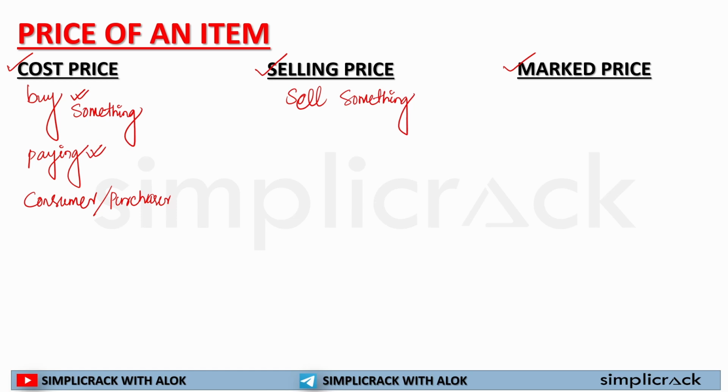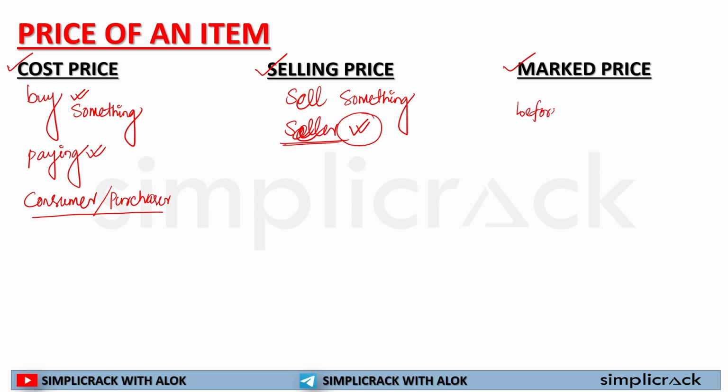Okay. Now selling price. Selling price means there is a seller associated with it, right? That means he is selling something to you. So selling price is for whom? Selling price is for the seller. Cost price is for the consumer or whoever is purchasing. Now, what is marked price? Marked price is before the sales process or the buying process.